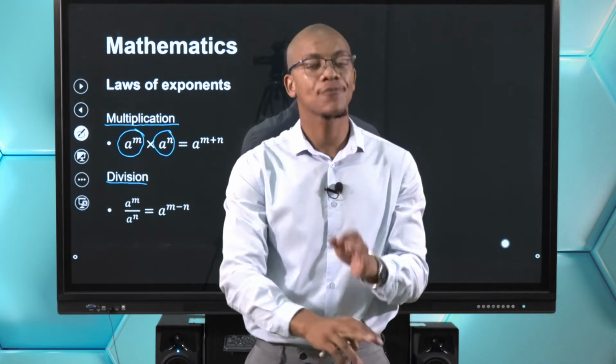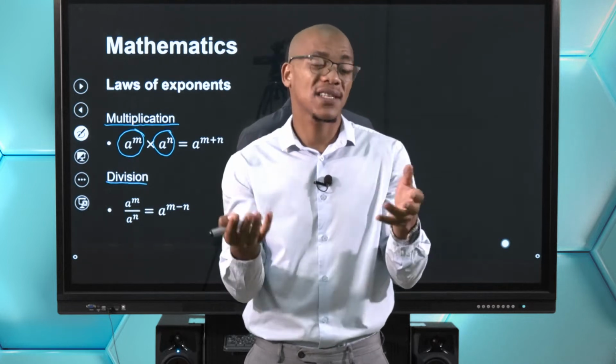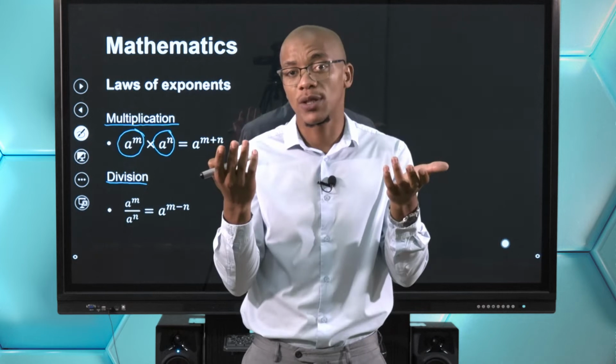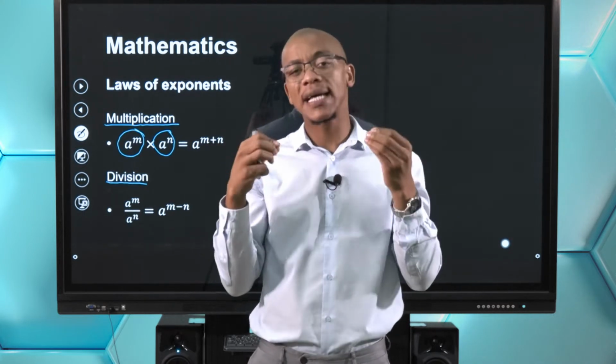So the multiplication law says if you are multiplying powers of the same base, no matter how many powers there are, you must add your exponents. And that's one very important law that you need to know. Some people call it the product rule. It's really up to you, as long as it has to do with multiplication.